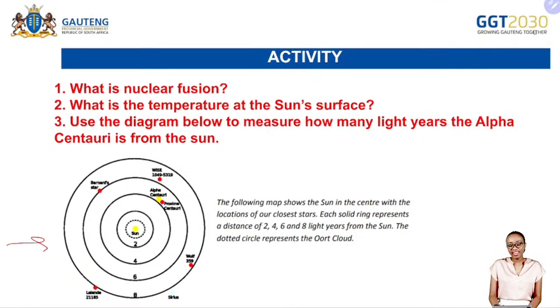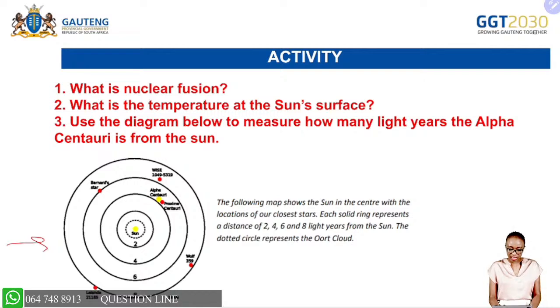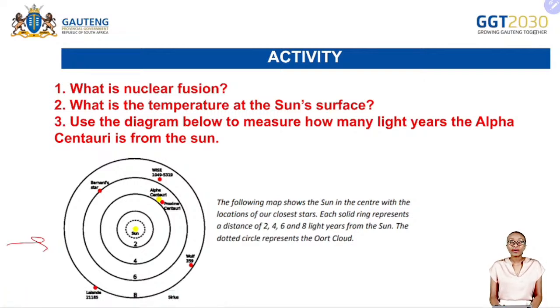Welcome back, grade 8. Now we are going to do the solutions together. Let's read the questions again. So the first question was, what is nuclear fusion? And then the second question read, what is the temperature at the sun's surface? And the third question, we're supposed to use the diagram below to measure how many light years Alpha Centauri is from the sun. This diagram also came with some information.